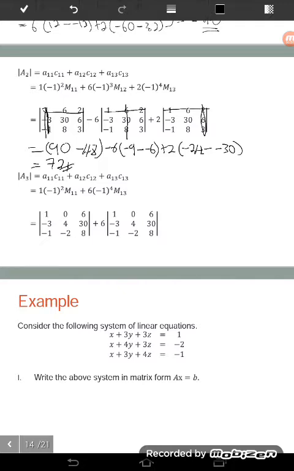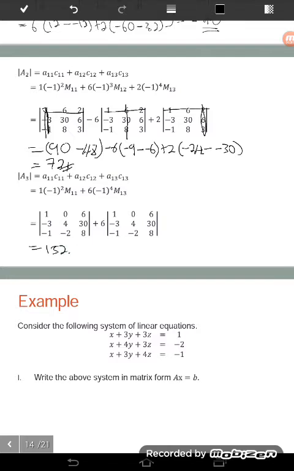Okay, so this one is for the determinant of matrix A3. I choose the first column because here there is 0. So we calculate, and we have the determinant of A3, which is 152.